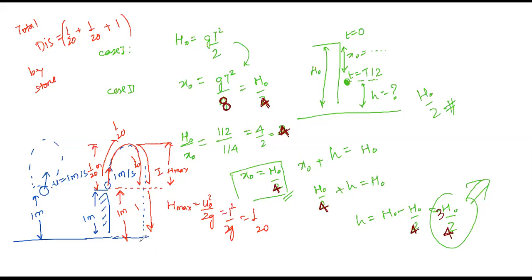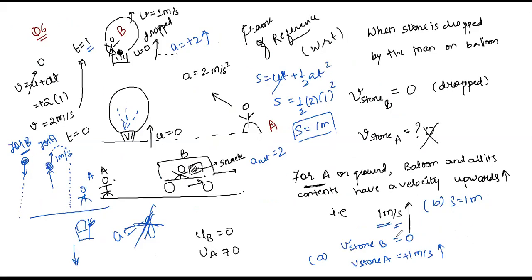Can you explain again how is the initial velocity of the stone 1 meter per second? See, I said that velocity of the, okay, I'm sorry, this was 2 meter, no? I think I've mistakenly written it as 1. Sorry for it. Very sorry.